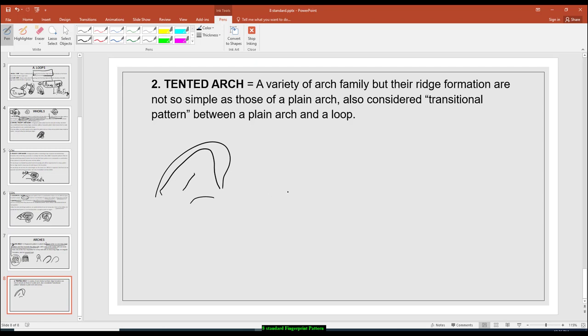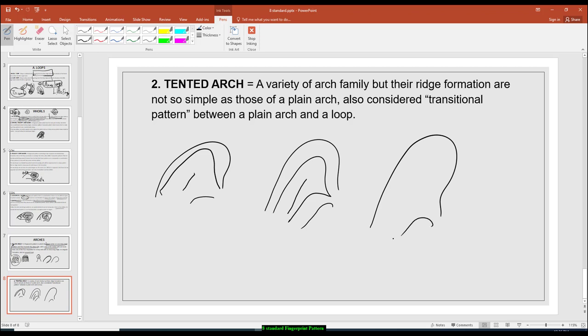The next one. Next one. And the last one. So you might encounter these four kinds of dented arch.